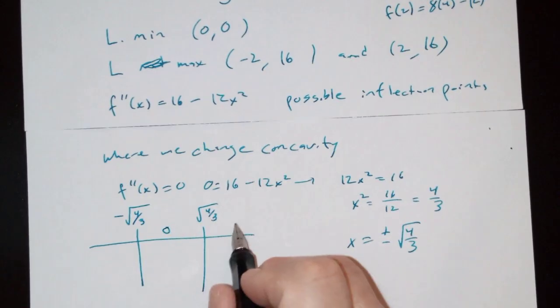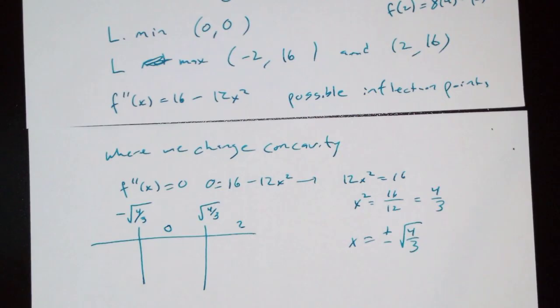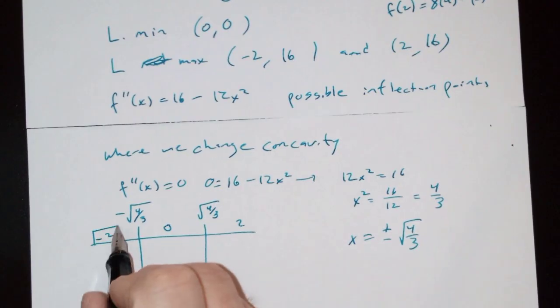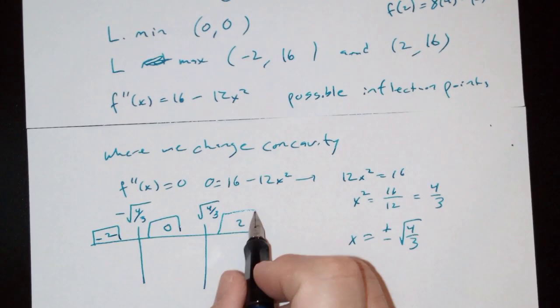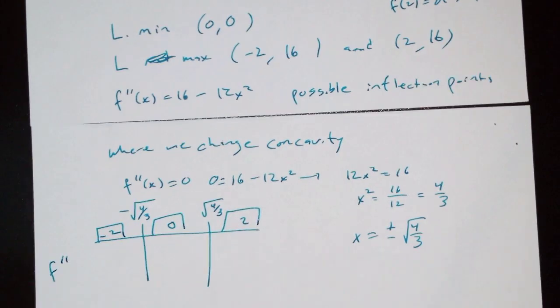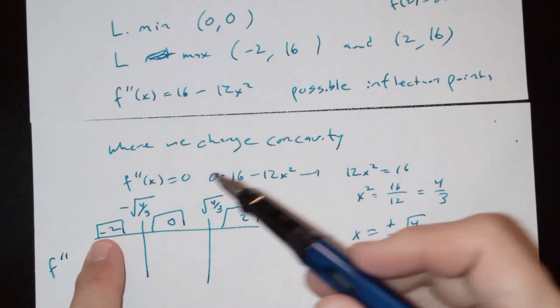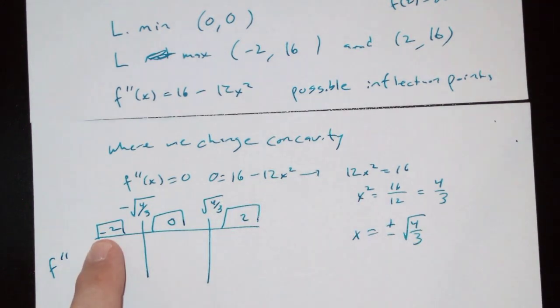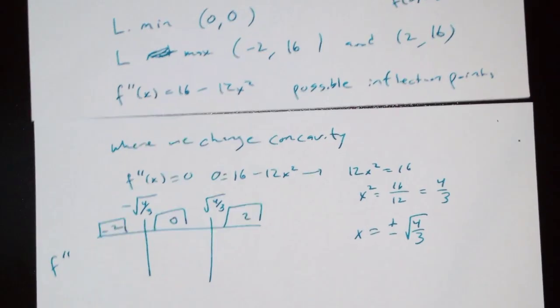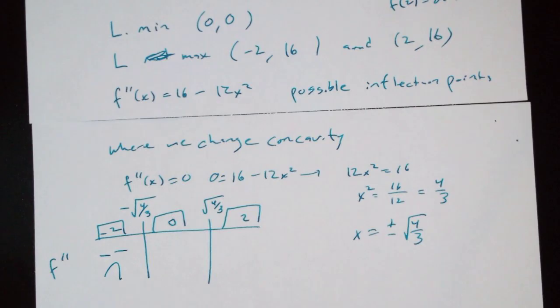So 0 can be here and 2 can be there. And that means -2 can be over here. And these can be my test numbers for f double prime. Take -2 and plug it into f double prime. 16 minus 12 times -2 squared. -2 squared is 4. That's 16 minus 48. That's negative. All I care is that it's negative. That means we're concave down here.